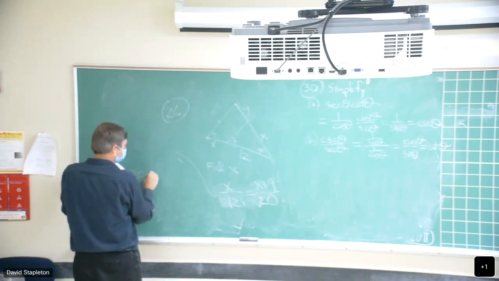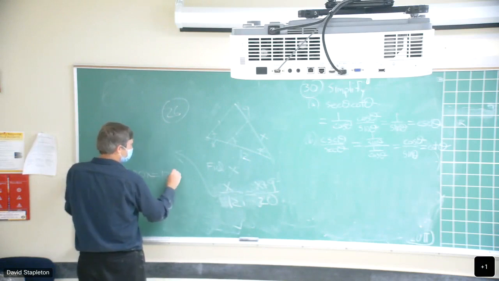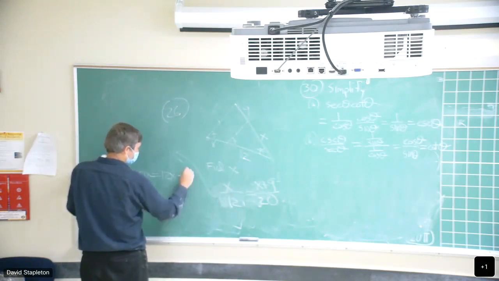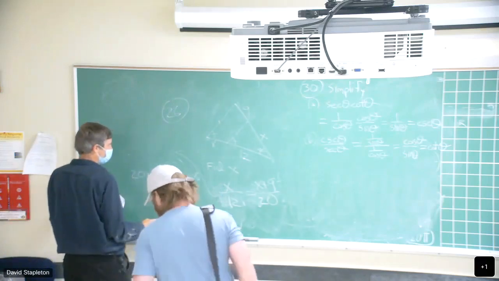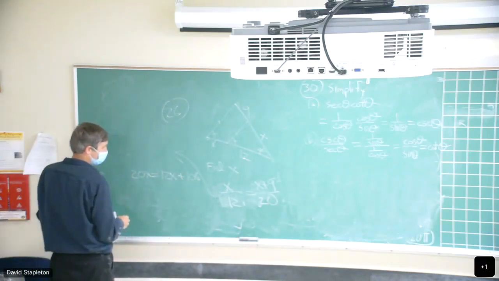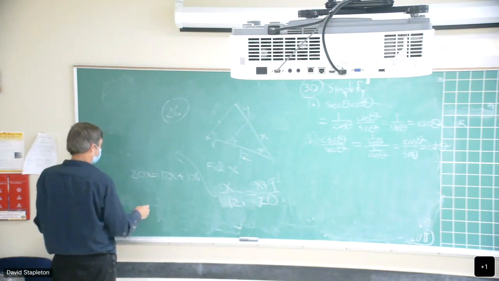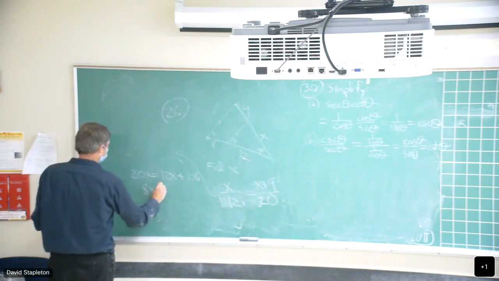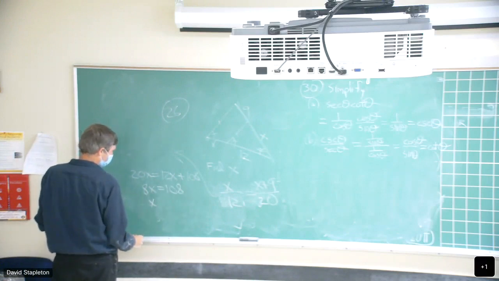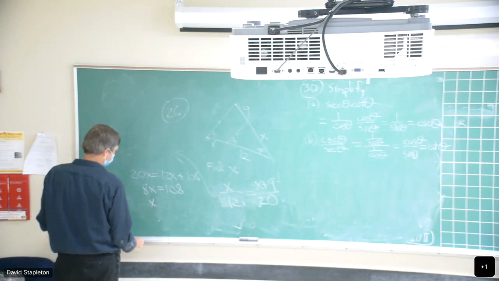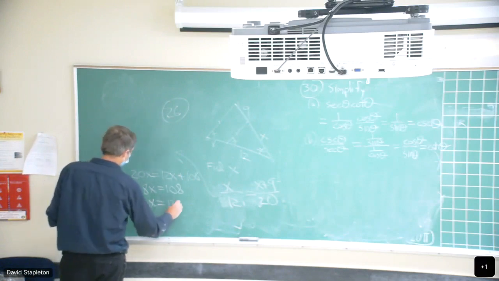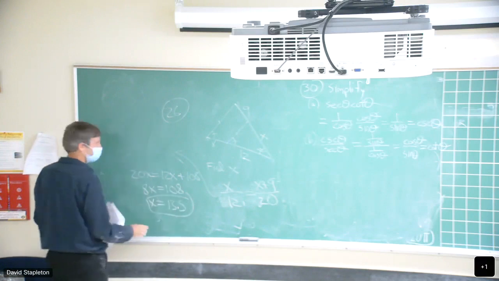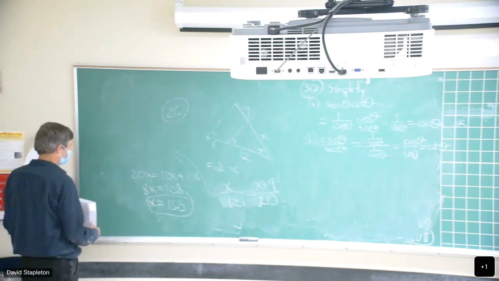Get 20x equals 12x plus 9 times 12, which is 108. And now you can just solve that. Subtract over: 8x equals 108. X equals 108 over 8. Let's see, 13.5, I guess. There we go.